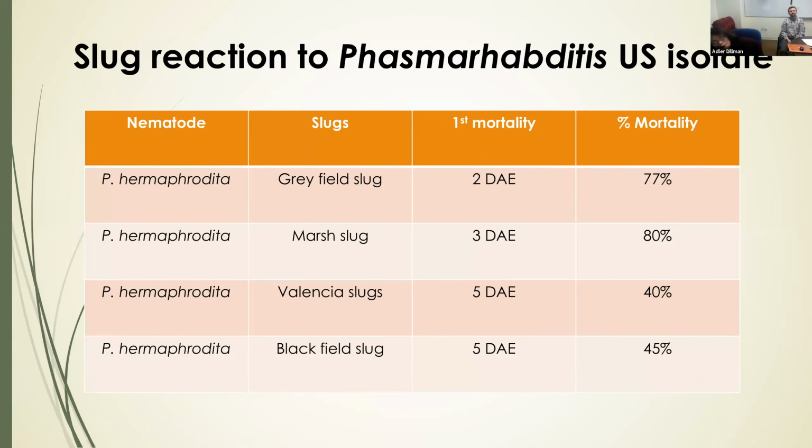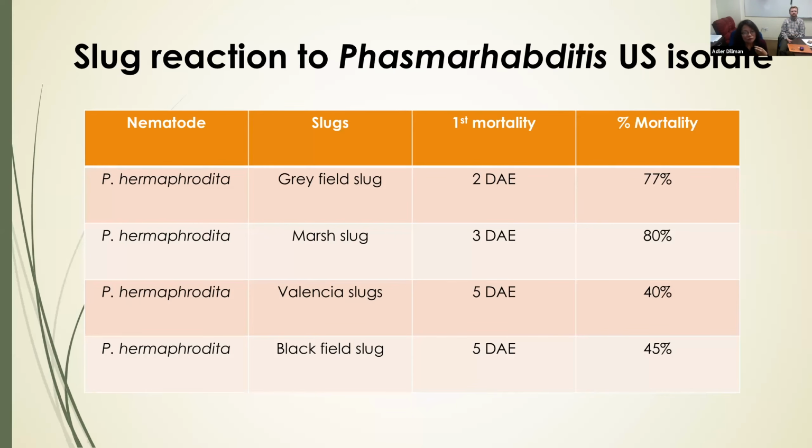So now we have very little time left. Just to show you, for example, this shows us that gray field slug and marsh slug are the more susceptible, or highly susceptible, species. First mortality was observed either 2 or 3 days after exposure, with average mortality of 77% and 80% respectively. These are averages of 2 trials.